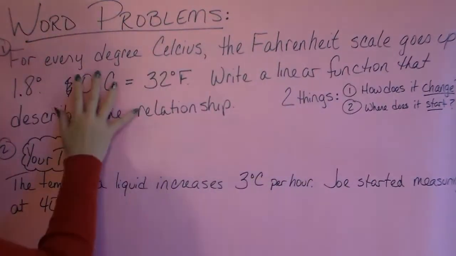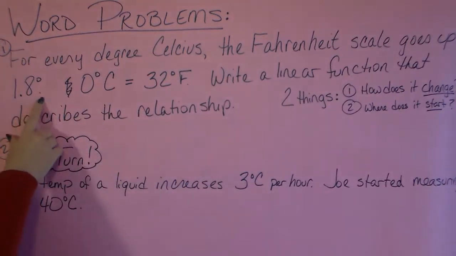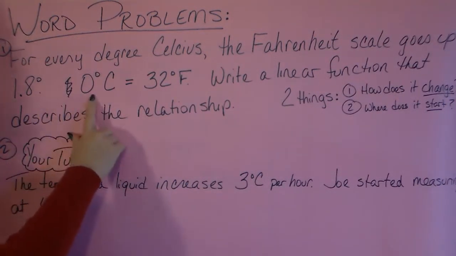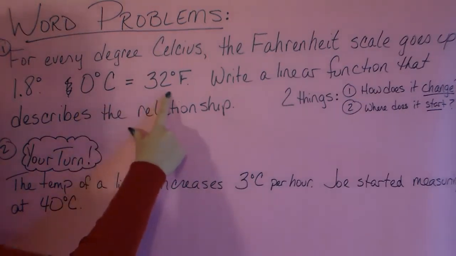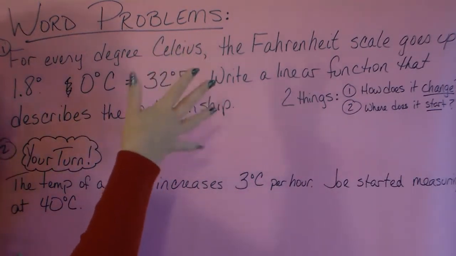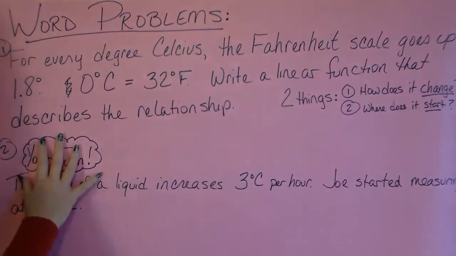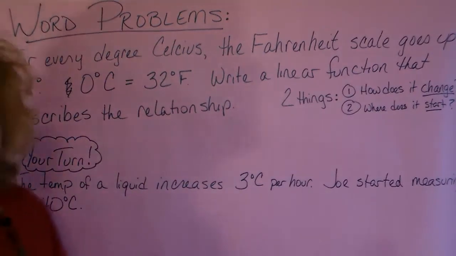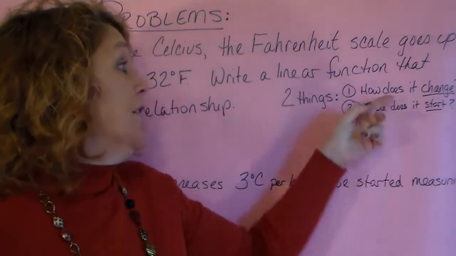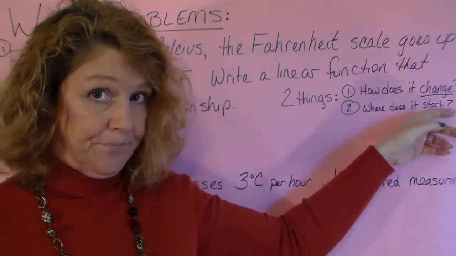So, for every degree Celsius, the Fahrenheit scale goes up 1.8 degrees. And it starts at 0 degrees Celsius, and that's 32 degrees Fahrenheit. So it's not starting at 0, so there's going to be a plus or a minus there. Write a linear function that describes the relationship. Now, we're going to look for two things. The two things are, how does it change and where does it start?